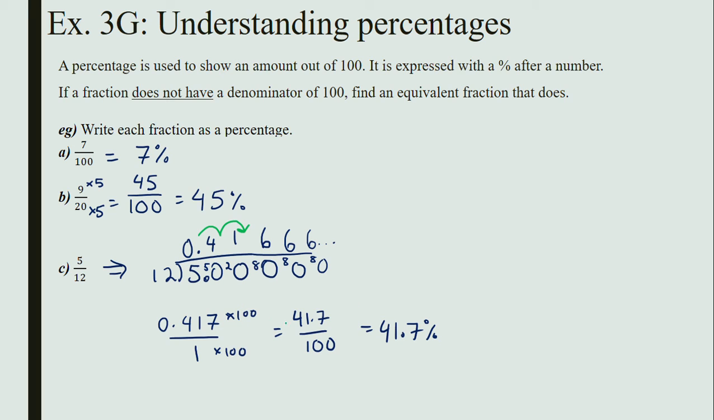So in most cases, you'll be able to do as we did in part B, convert the denominator to 100 by multiplying by something. In trickier cases, we'll need to use division of decimals to make a decimal and then make that a percentage from there.